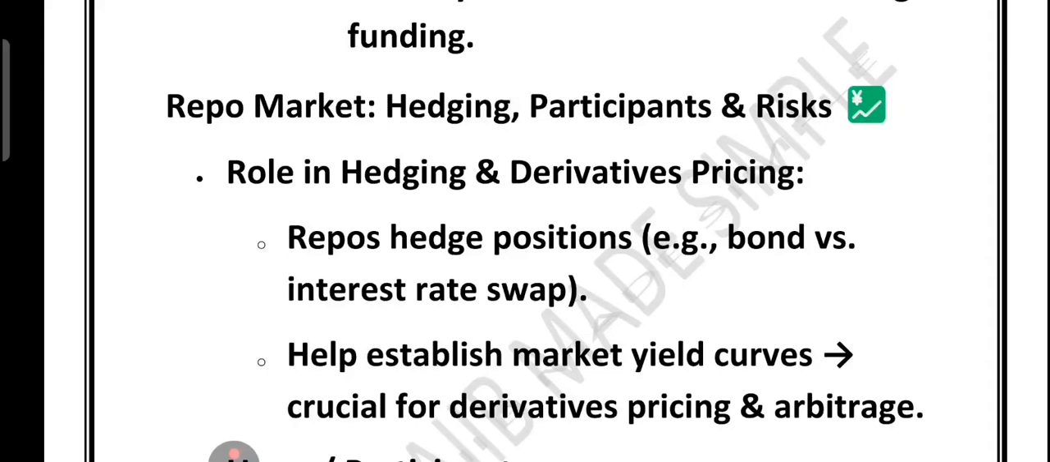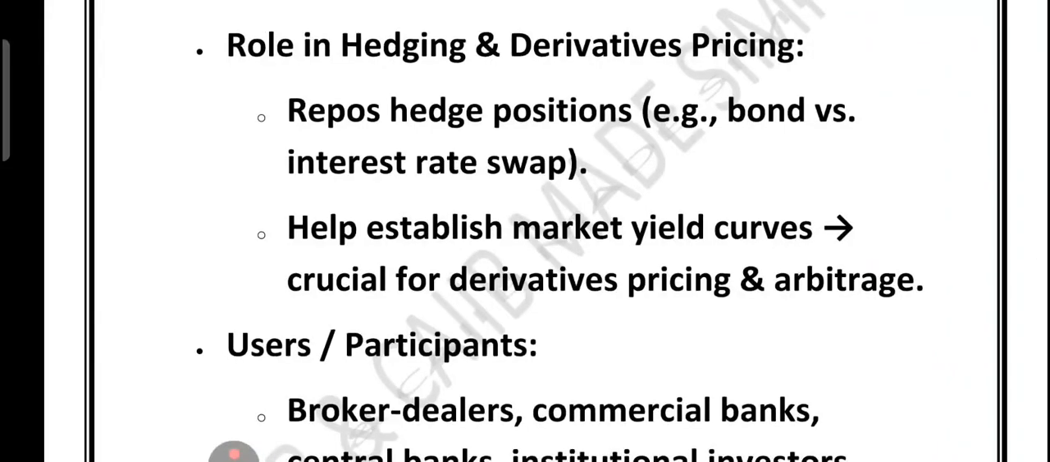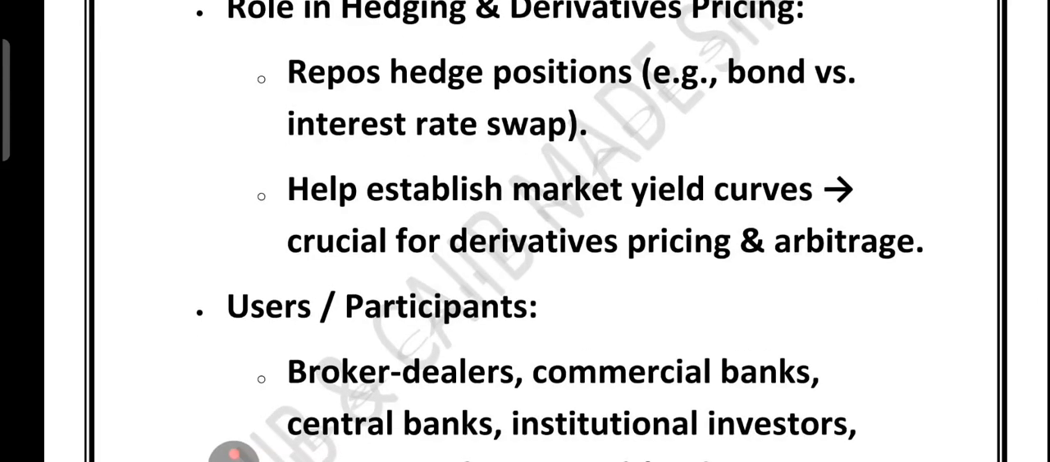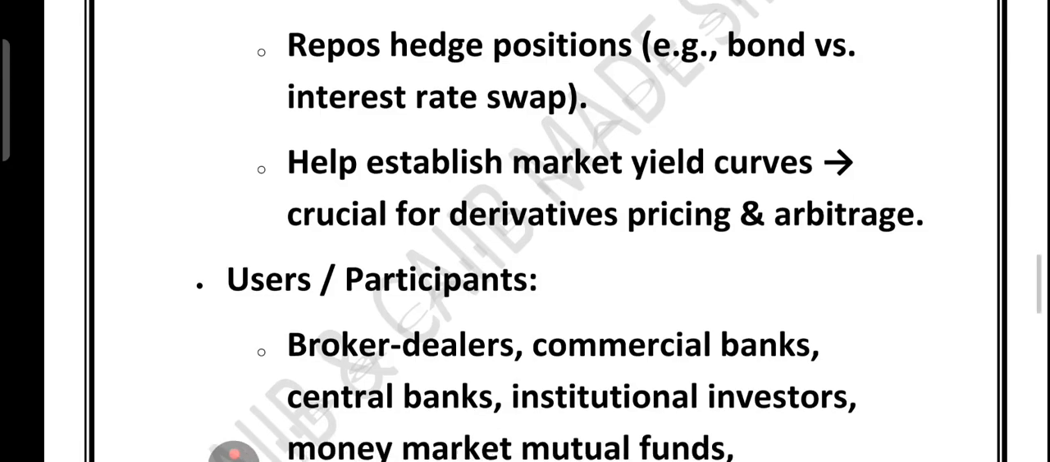Now friends, let's break down how the repo market works for hedging, who participates there, and the risks involved. Let's talk about the role in hedging and derivative pricing. Repos are used to hedge positions like bond versus interest rate swap. So repos help establish the market yield curve, and this market yield curve is very essential for derivative pricing and arbitrage opportunity. So remember, repos are not just a borrowing tool, they also support hedging and market pricing.